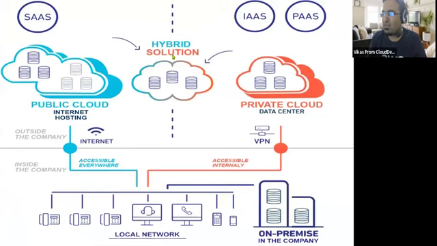It's very straightforward. Different varieties of clouds are there: public cloud, private cloud. Everything is accessible with the help of the internet. In a simple way, something accessible over the internet is called a public cloud. Something accessible with the help of a private network is called a private cloud.